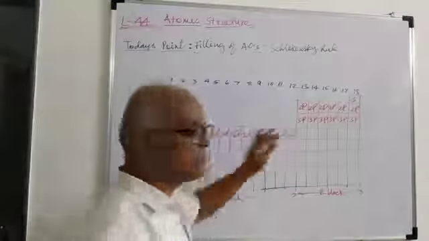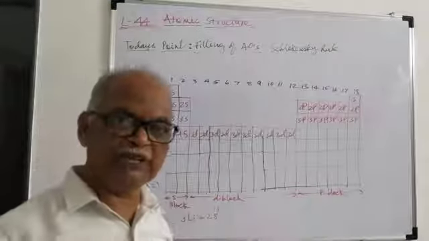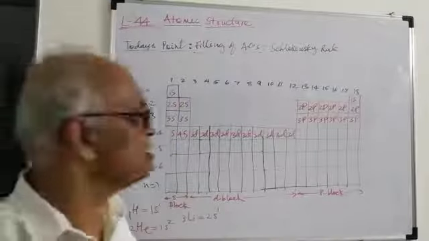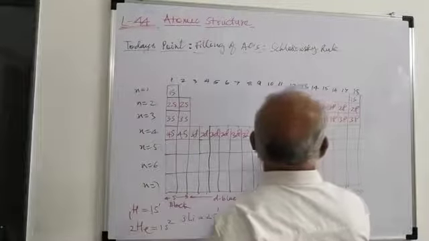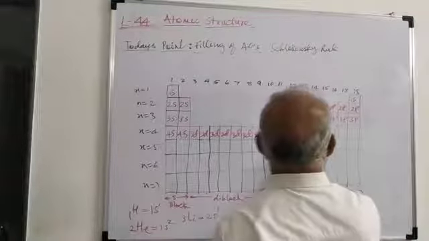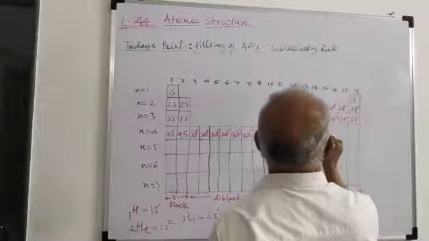After completing 3d, there is no space for electrons in 3d. Now it goes to a slightly higher energy level. That is, here it is 4p. Then 4p, 4p.